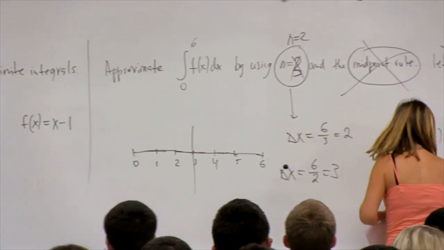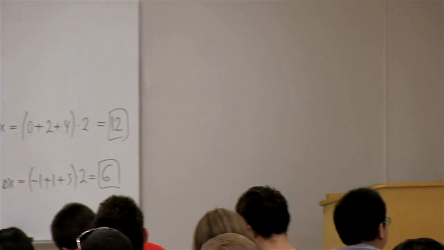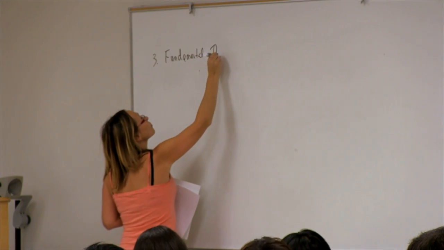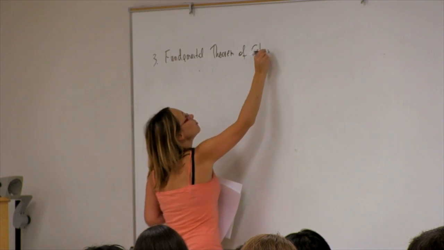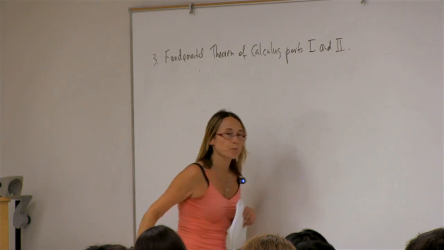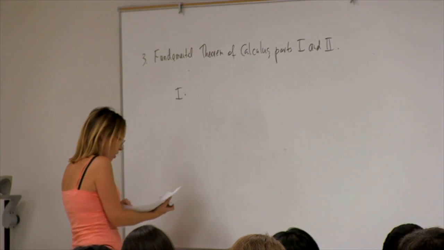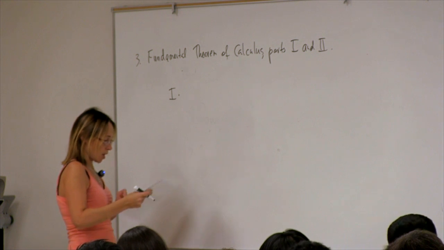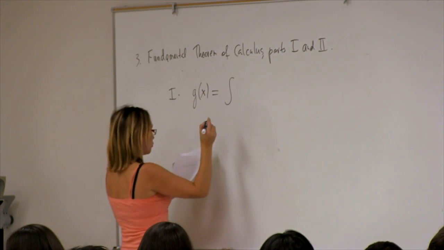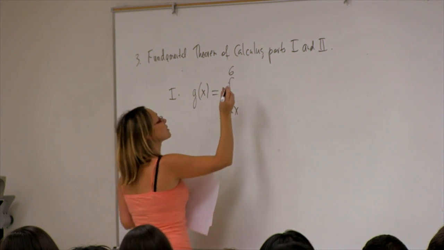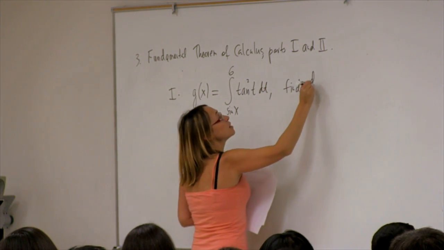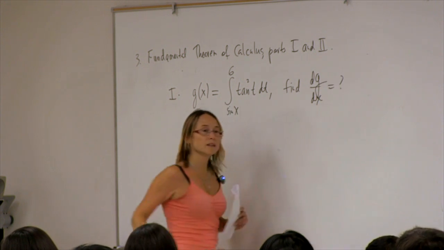Now, next topic. So this was 2.3. Next is the fundamental theorem of calculus, parts 1 and 2. For part 1, what is a typical question? Given the function g of x equals the integral from sine x to 6 of tangent squared t dt, find dg/dx. Okay, this is a typical problem.